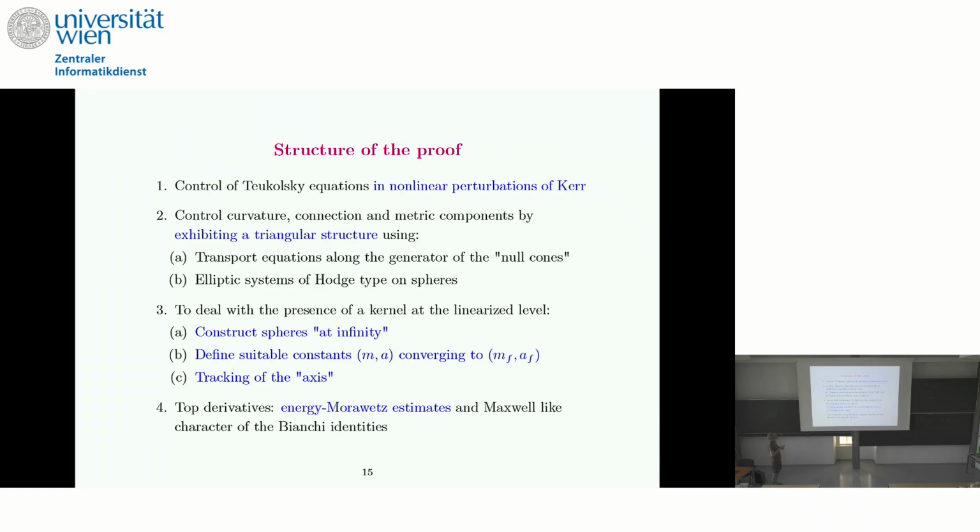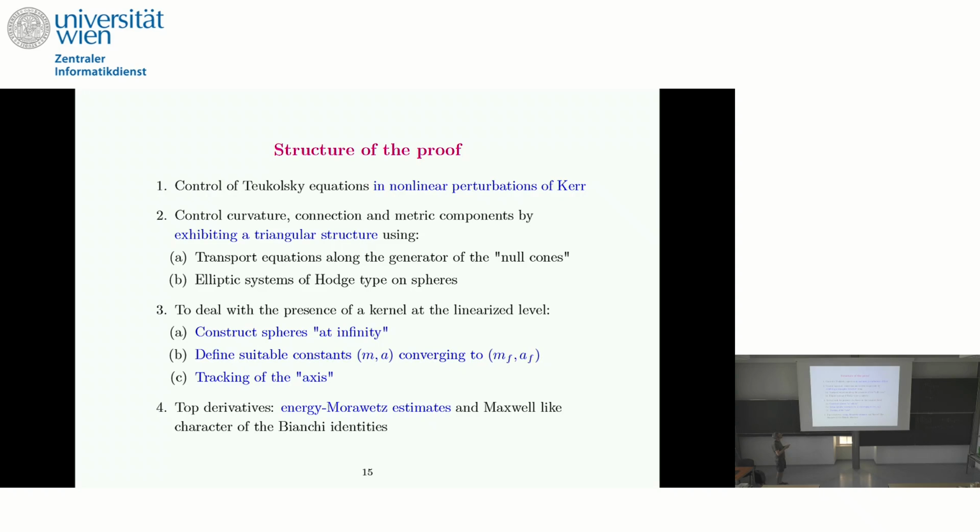Okay? So what you have to solve, in the end, are transport equations along the generators of the ingoing and outgoing null cones. Here I put null cones in quotes because, due to these non-integrable structures, they are not quite null cones in perturbations of Kerr, but it doesn't matter too much. Then you also have to solve elliptic systems of Hodge type on what I call these topological two spheres, which are the intersection of the cones with the level sets of the function r. And as we have seen, there is a kernel at the linearized level, so you cannot expect to do this unless you deal with the kernel.